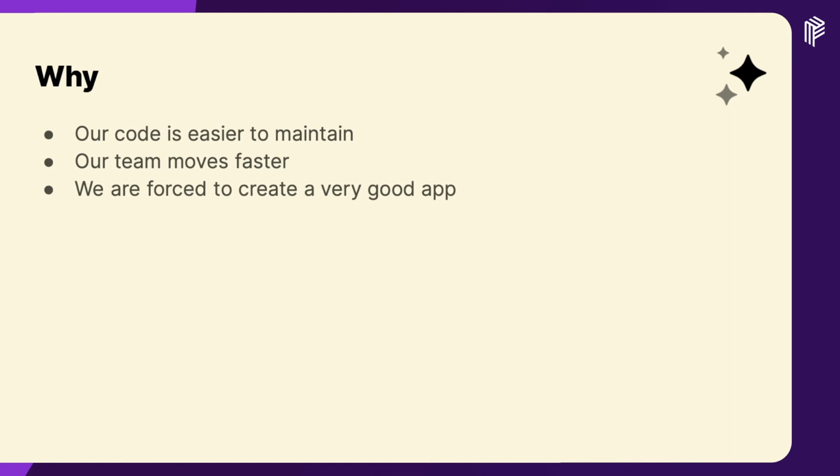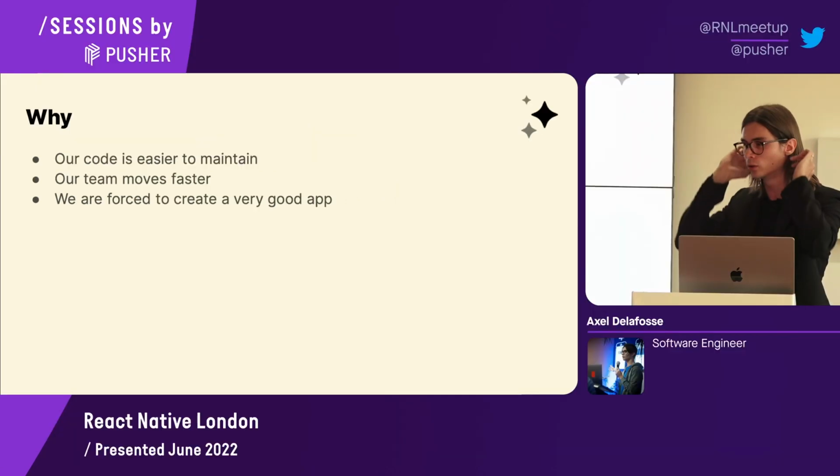Why do you want a universal design system? The components are very different from one platform to another. It's probably hard, or you just make your life harder by sharing all these components. But I can only respond with our own experience at Showtime. It actually made our code much easier to maintain. It made our team move much faster. And it also forced us to create a very good app.